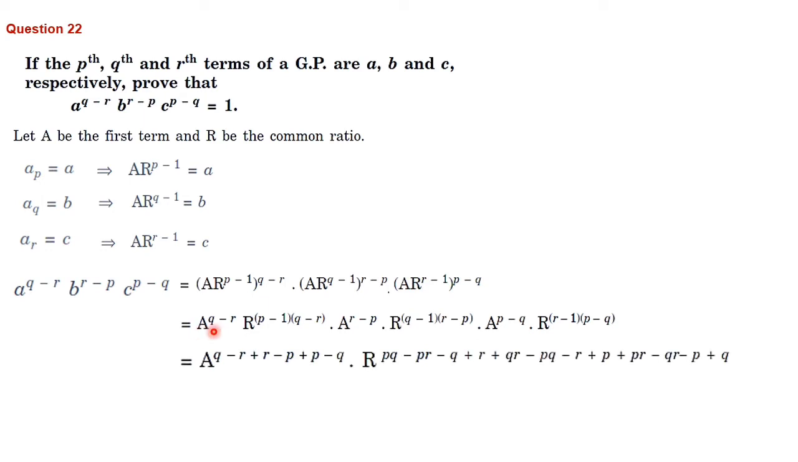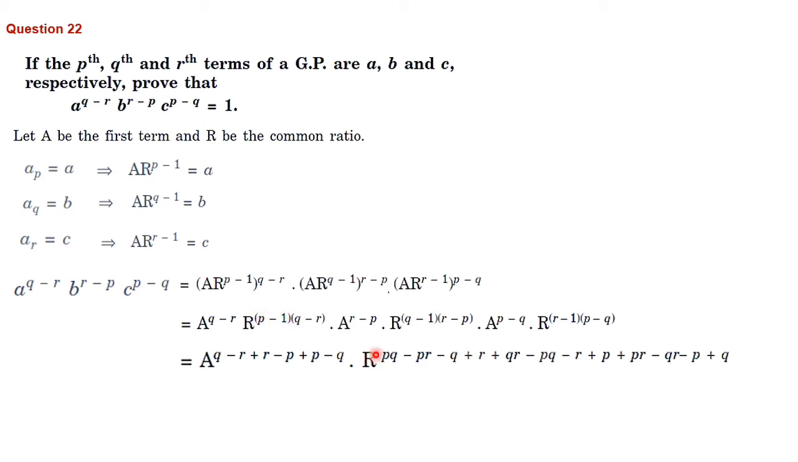Then all these A's we can collect together. The base is the same, which means the powers we have to add. You know the rule. Here you see A, here also A is there, here also A is there, so powers we have to add: q-r plus r-p plus p-q. Here also R, here also R, so we have to add the powers. While adding, there are two brackets, so we will remove the brackets simultaneously.